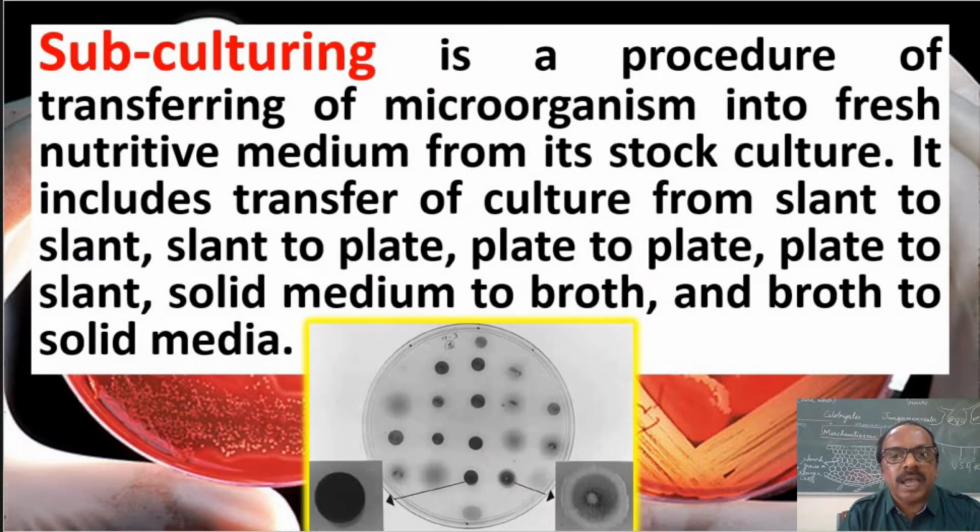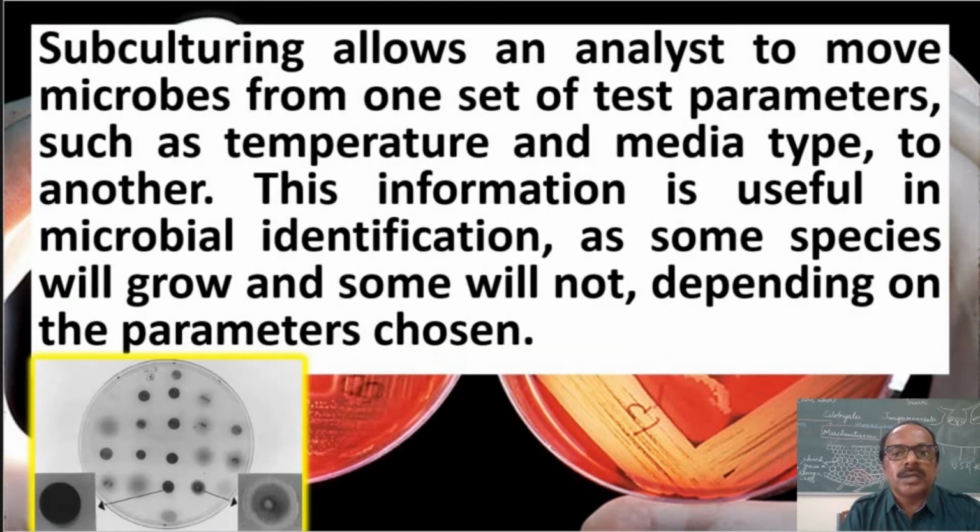And the second type of culture is called subculture. It is a procedure of transferring the microorganism into fresh nutrient medium from its stock culture. It includes transfer of culture from slant to slant, slant to plate, plate to plate, plate to slant, solid medium to broth, or broth to solid medium. Subculturing allows an analyst, a scientist, to move microbes from one set of parameters such as temperature, media to another. This information is useful in microbial identification, as some species will grow and some will not grow depending on the parameters chosen by the scientists.